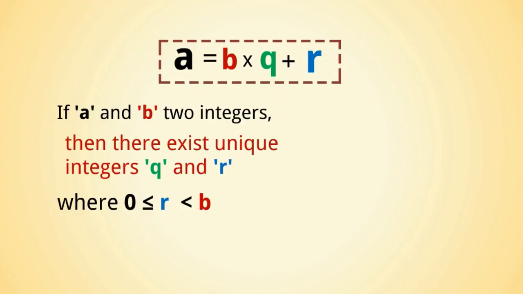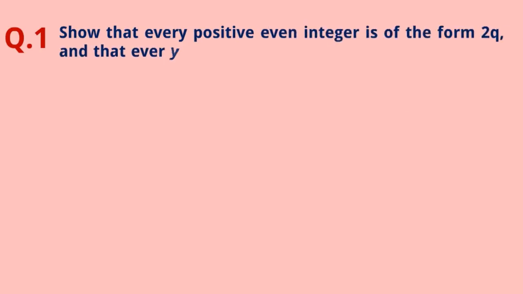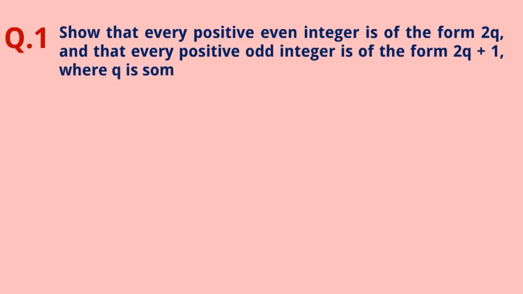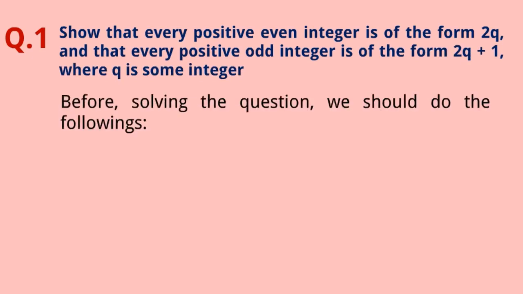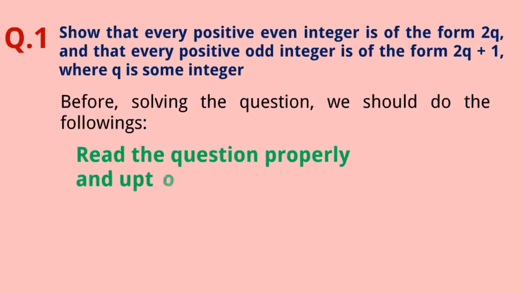So it is proved that if a and b are two positive integers, then there exist unique integers q and r, and definitely it will satisfy that a is equal to bq plus r, where r is greater than or equal to 0 but less than b. To understand this properly, we will do some examples, such as showing that every positive even integer is of the form 2q and that every positive odd integer is of the form 2q plus 1, where q is some integer. Before solving the question, we should do the following: read the question properly and up to the end.